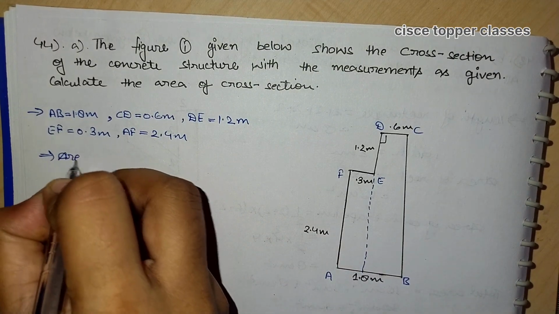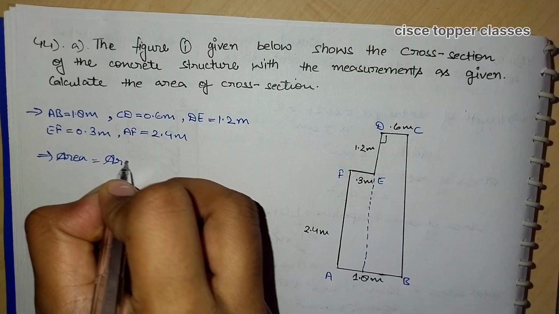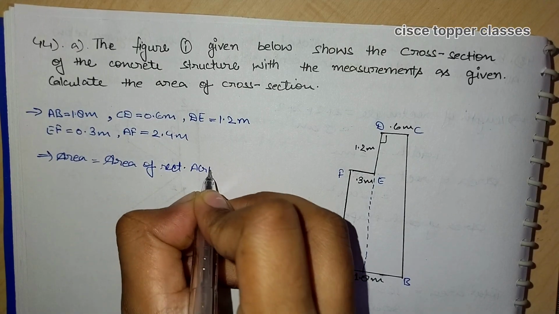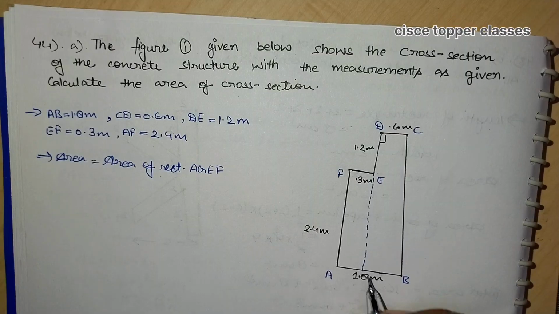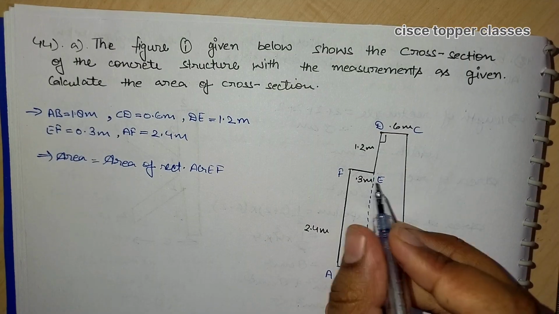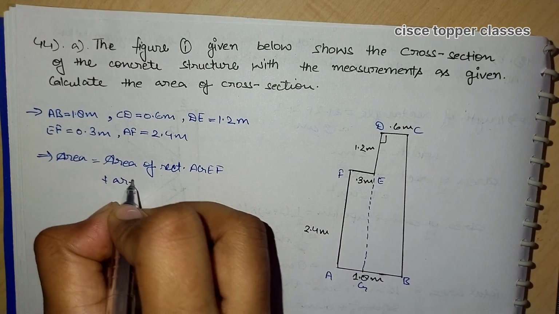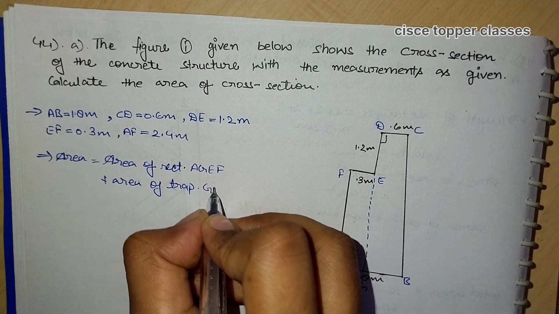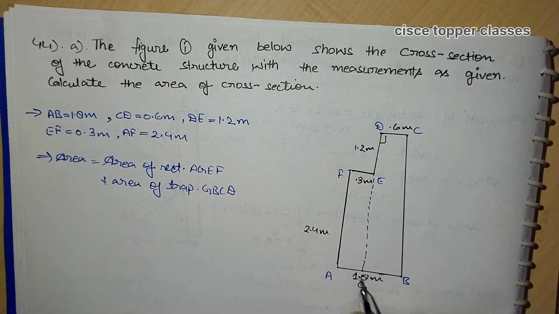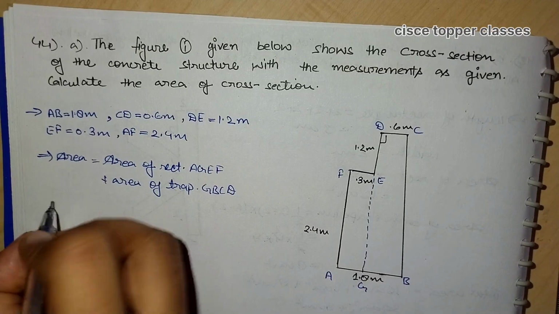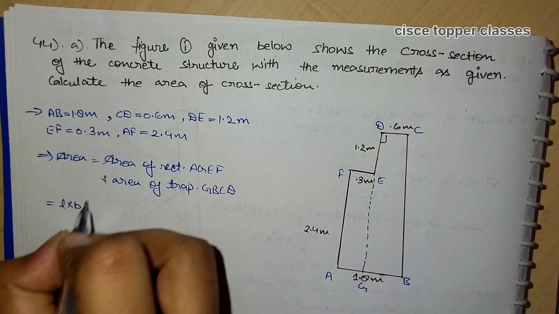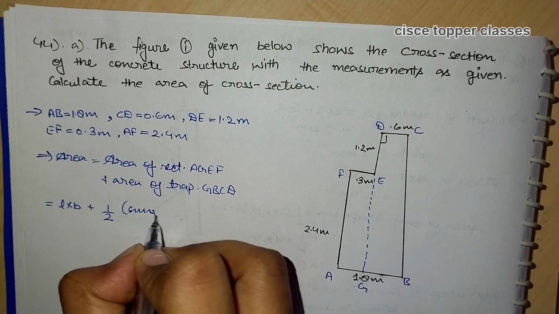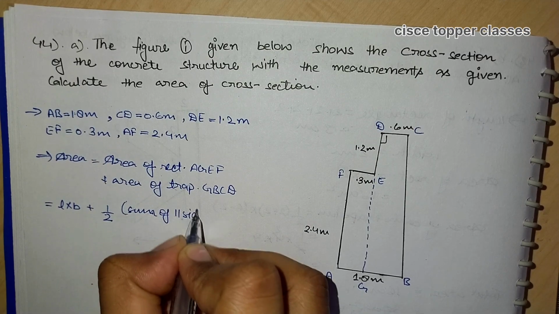So in this figure the area will be the area of rectangle AGEF. Here let this be G. So AGEF will be a rectangle plus the area of trapezium GBCD. So this is GBCD, this is a trapezium. For that we will have length into breadth firstly for the rectangle, and the trapezium area will be the sum of parallel sides into height.